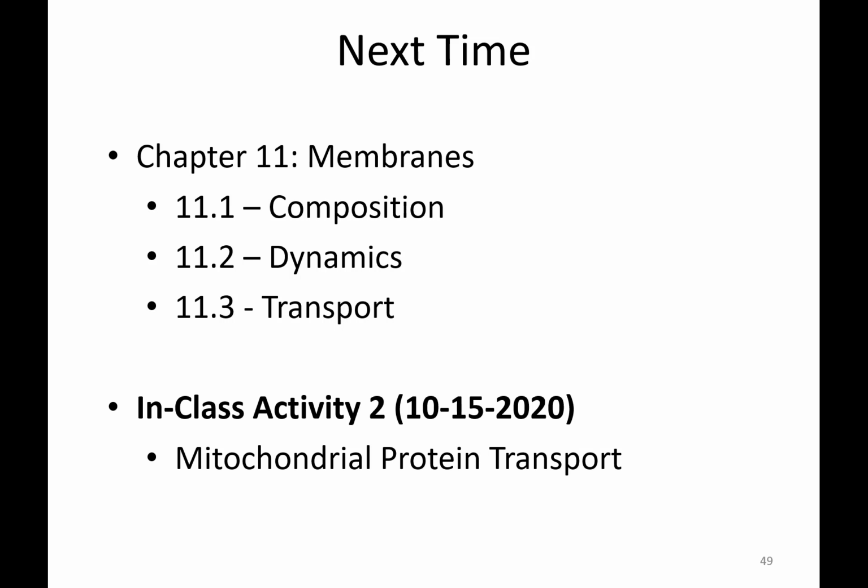Right, so next lecture we'll be covering chapter 11, and that will really be dealing with membranes: the composition of membranes, how the lipids are dynamic in the membrane, and then transport across the membranes. And just a reminder, we have our second in-class activity on October 15th, talking about mitochondrial protein transport. So you want to make sure to go to the class meeting for that.